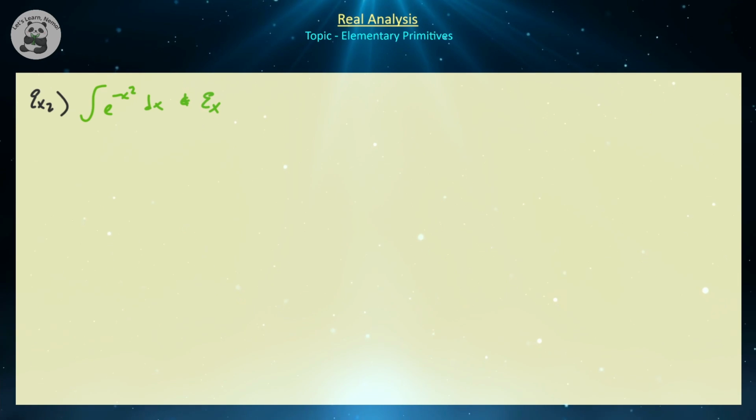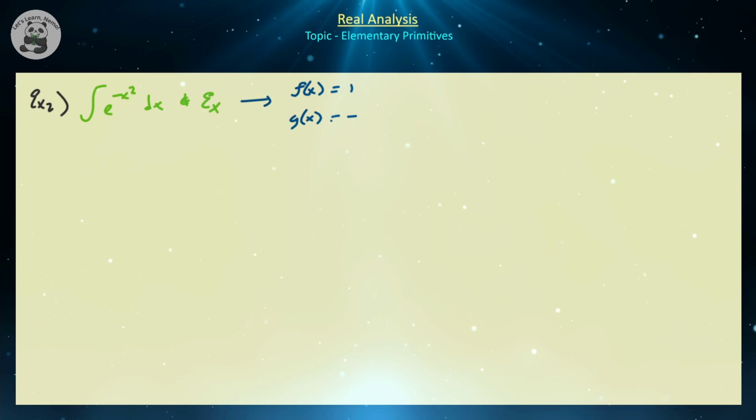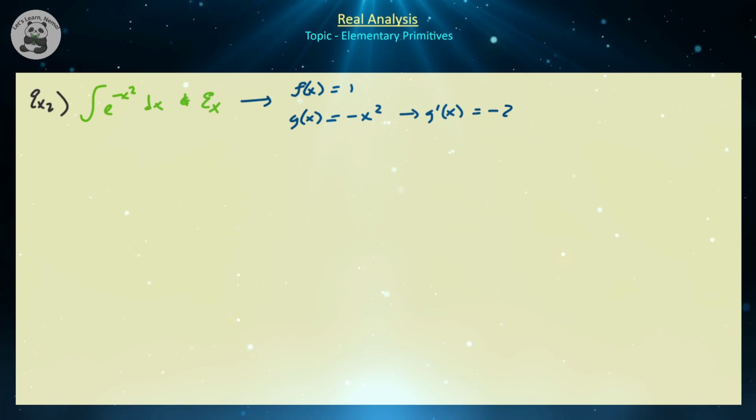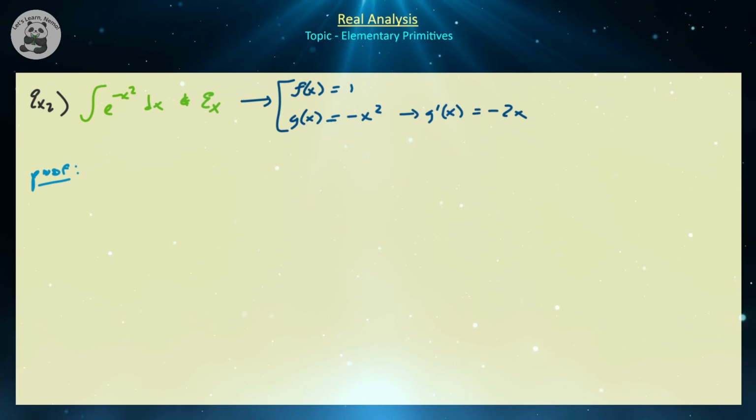So the first thing that we need to do, since we have an exponential form of an integrand, is identify our f and our g. So f of x in this case obviously is going to be 1, and g of x is going to be equal to its exponent, minus x squared, whose derivative in this case will be equal to minus 2x. So let's see if we can prove that this does not have an elementary primitive. And again, we're going to assume that it does, so we're going for a contradiction again.